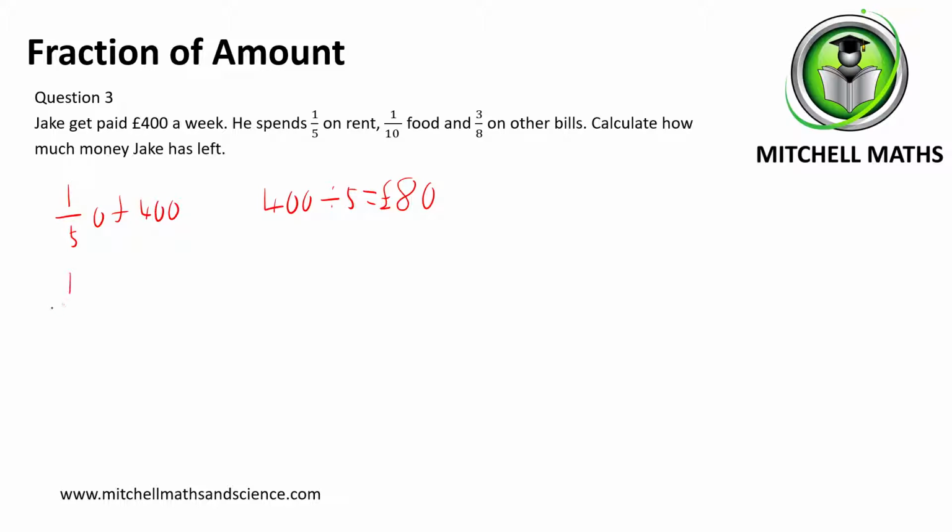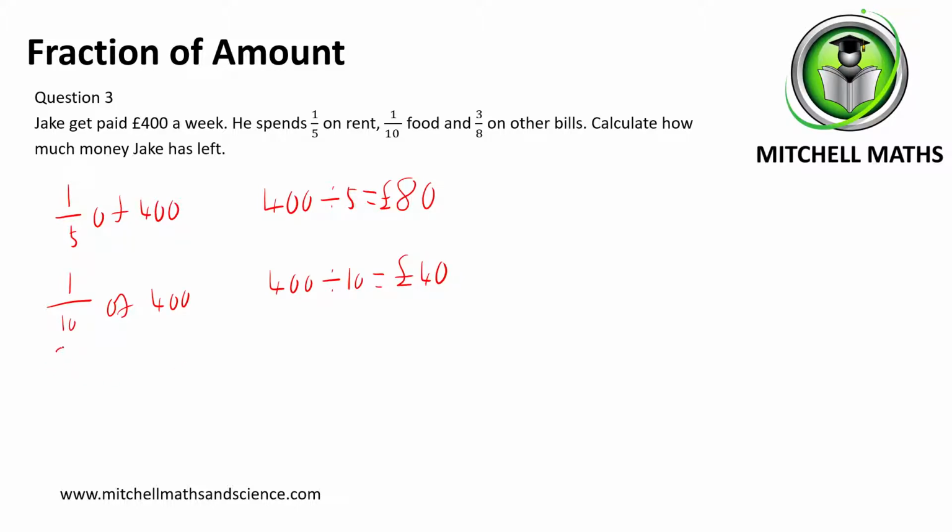We're going to need to work out what a tenth of 400 is. Well, to work out a tenth of something, you need to divide by 10. And you can see we're dividing by the bottoms of the fractions. So 400 divided by 10 is 40, which means he spends £40 on food.